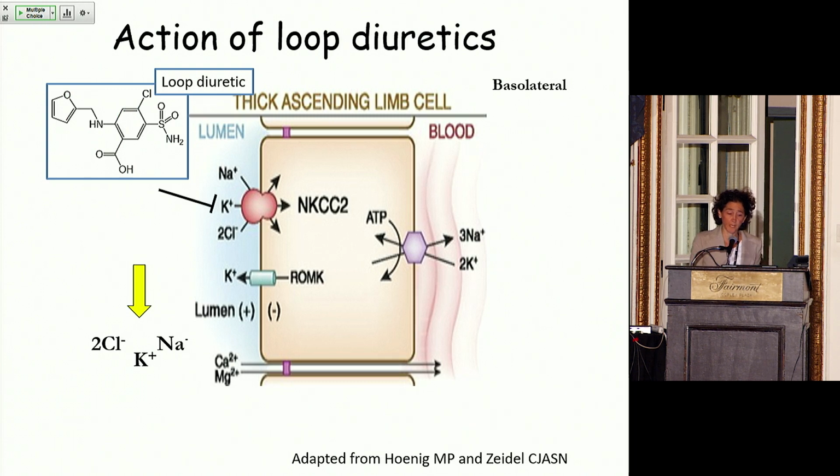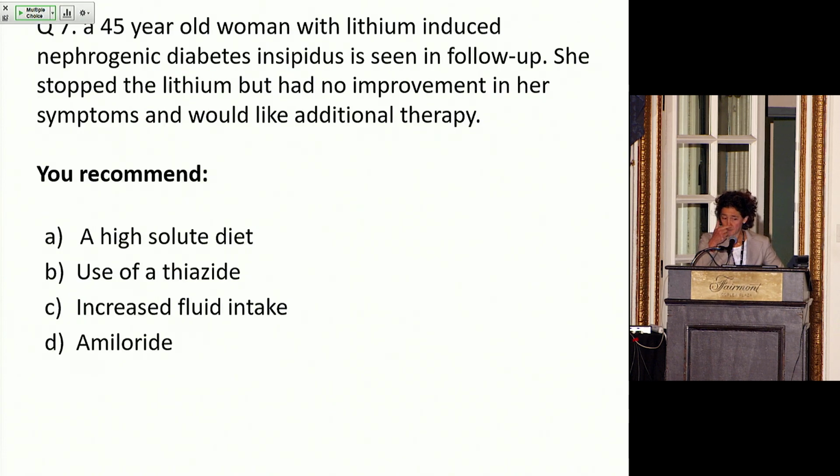So you remember that the loop diuretics work on the sodium potassium 2-chloride cotransporter and lead to losses of sodium, water, and also potassium, probably because of distal delivery.